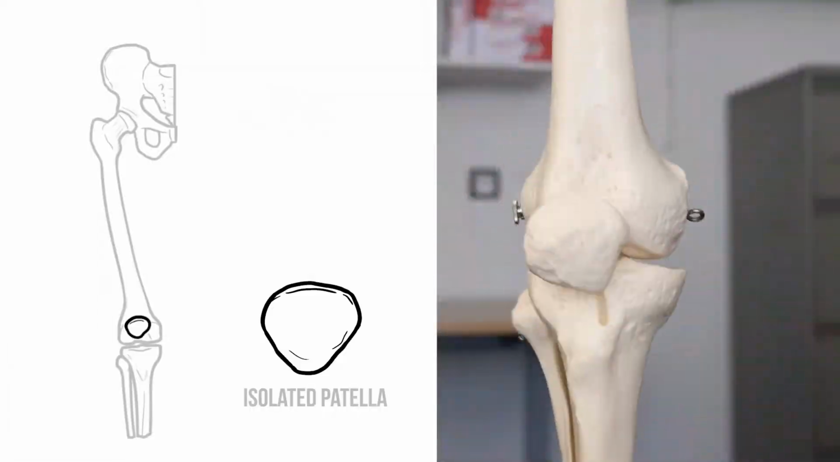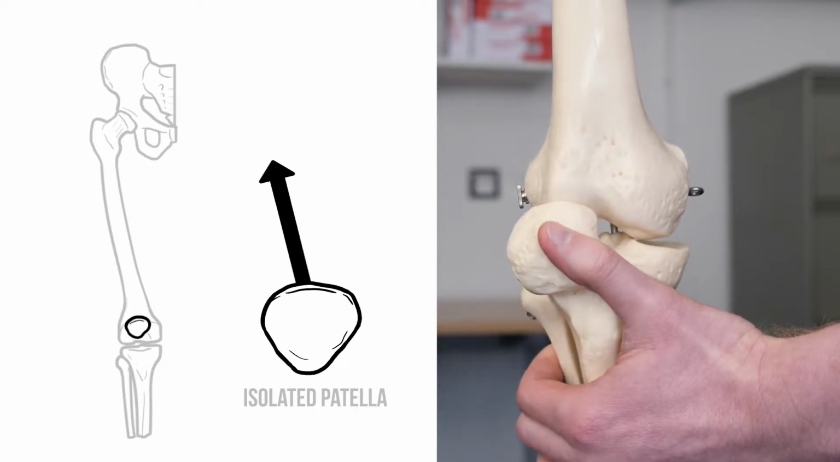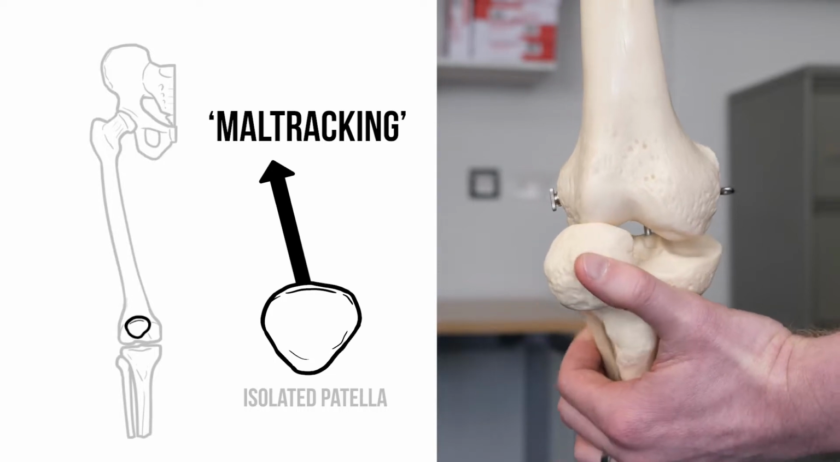However, sometimes the patella gets pulled off course, causing it to rub on underlying structures. This is known as maltracking, and can be a common cause of anterior knee pain.